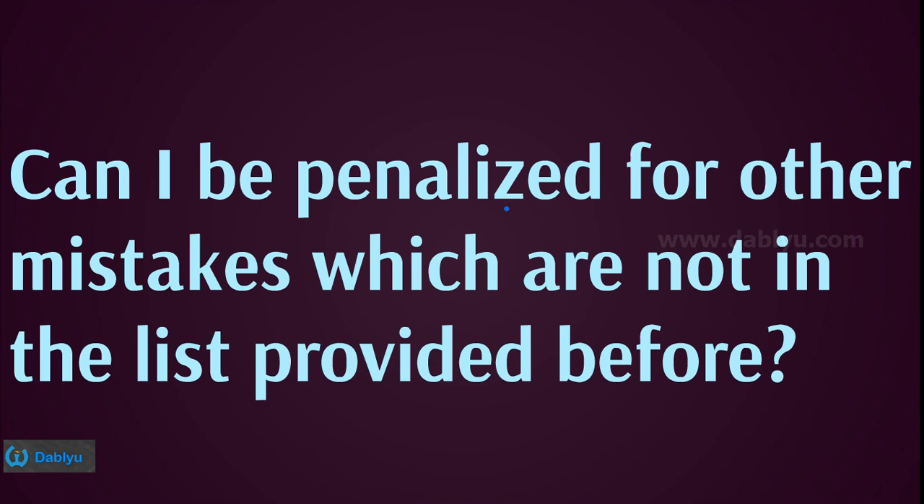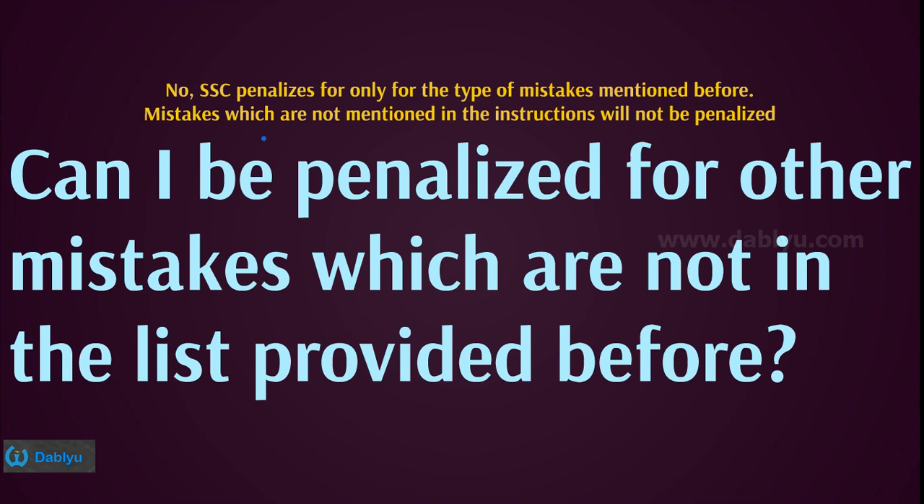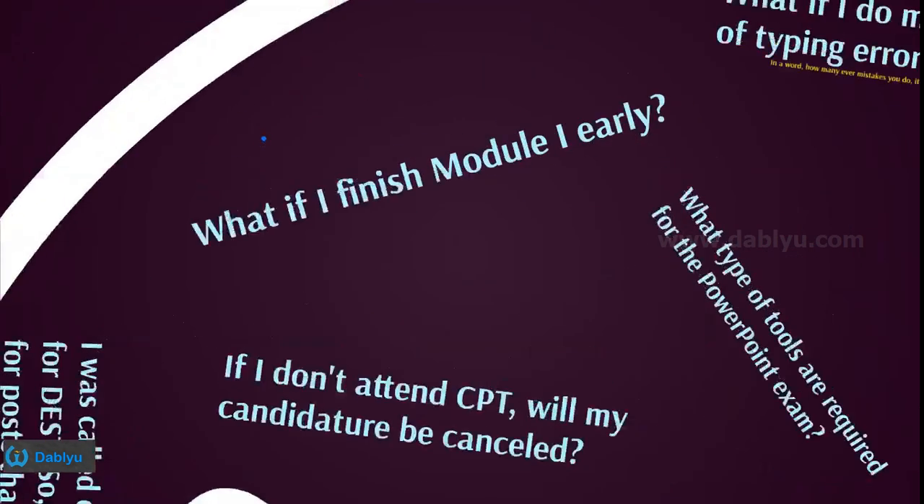Now let's get into the next question. Can I be penalized for other mistakes which are not in the list provided before, especially for typing? So in the last lecture, we have looked at various types of full mistakes and half mistakes. So can you be penalized for any other mistakes other than those which were provided in the list? So no, actually you can't be penalized for any mistake other than those mistakes which you have been given before, unless specifically mentioned by SSC in the instructions. Fine. So generally only those are the mistakes.